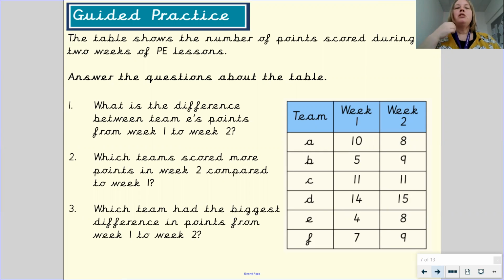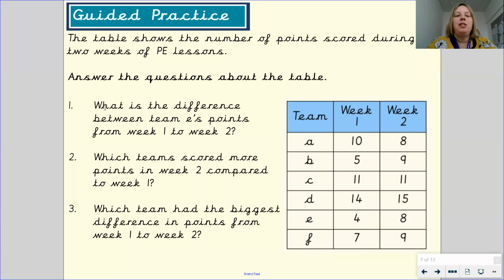The table shows the number of points scored during 2 weeks of PE lessons. Answer the questions about the table. So I've got my table and I'm going to use my table to help me to answer the questions. This is all about PE lessons. So we've got the name of our team going down in this column. We've got week 1 and how many points each team scored. And we've got week 2 and how many points each team scored.